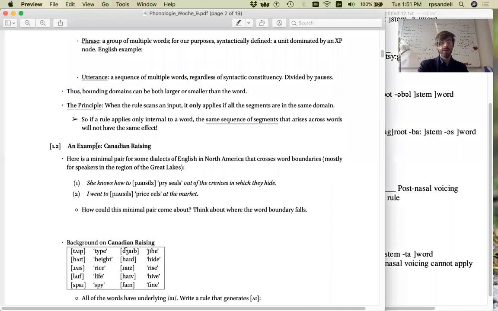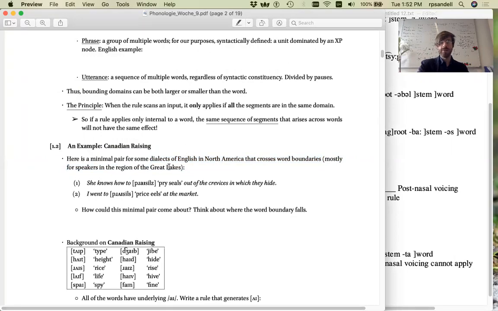Our first example comes from the process of so-called Canadian raising, which is a process that is found in several dialects of English in North America, which is able to cross word boundaries. So I'm already telling us that this is a process that is not necessarily phrase bounded, or we actually need to determine this for ourselves.